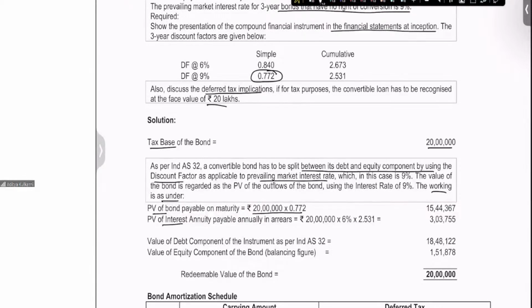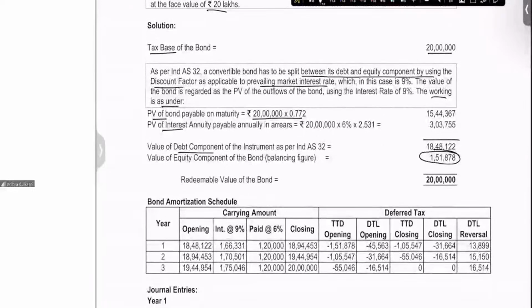So 20 lakh into 6%. And this will be based on the 9% annuity factor. So that comes to 3,03,755. So total debt component is having a valuation of 18,48,122. That means in your liability, you will be recognizing 18,48,122. The equity component of the bond is a balancing figure. So 20 lakhs minus 18,48,000. That is going to give you your equity component, 151,878.